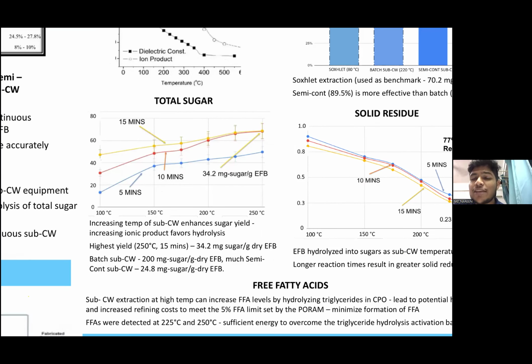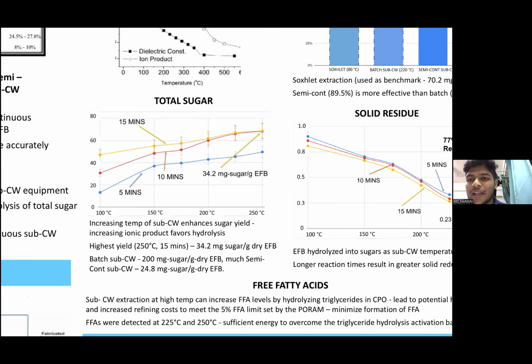For the total sugar, it is also an important factor in the sense that the hydrolyzed sugar can be useful in the fermentation to produce fuel. As you can see here, the increasing temperature of subcritical water enhances sugar yield. It increases the ionic product constant, which favors hydrolysis. Increasing the temperature, the sugar yield increases, almost doubling as the time increases. The highest yield was observed at 250 degrees and 15 minutes, which was a value of 34.2 milligram sugar per gram dry EFB.